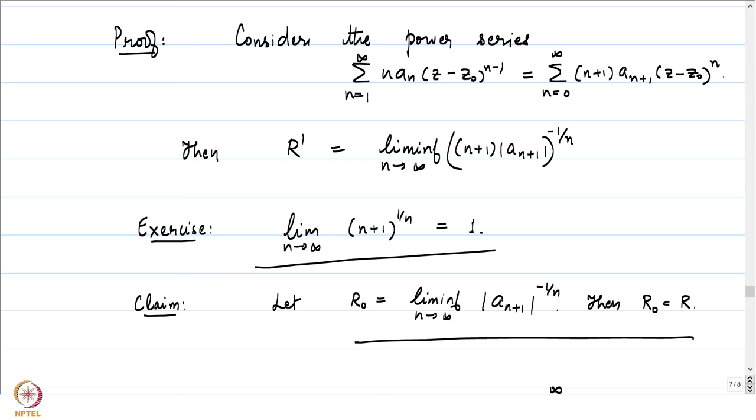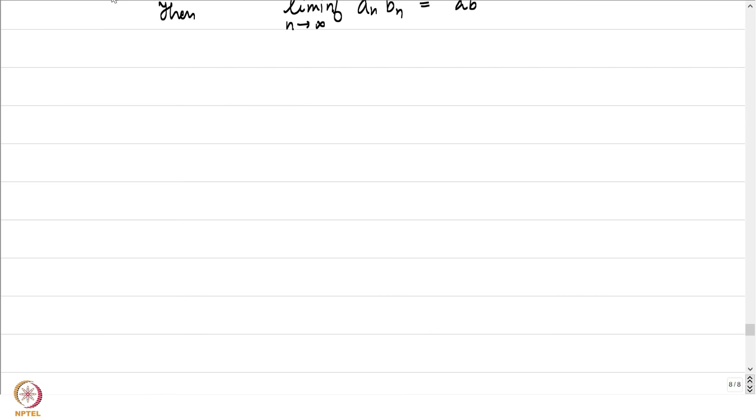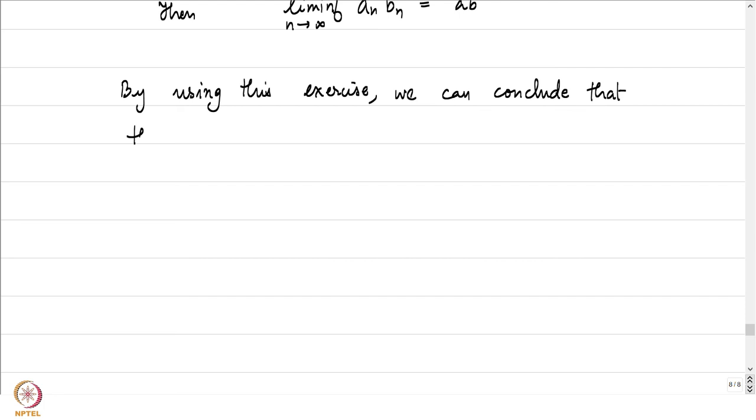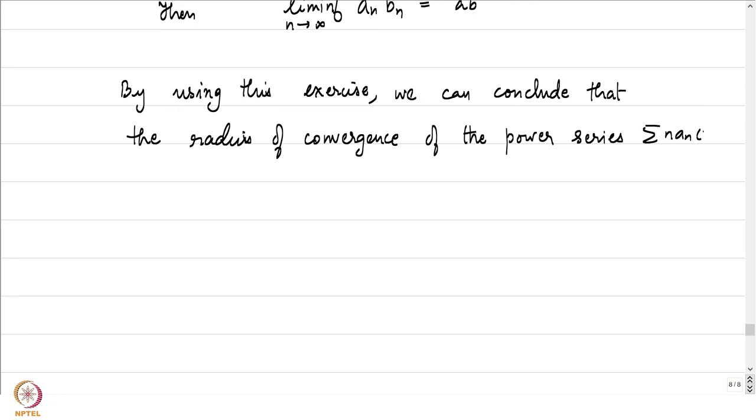So, by using this exercise, we can conclude that the radius of convergence of the power series summation n a_n (z minus z0) to the power n minus 1, where n is from 1 to infinity, is r.